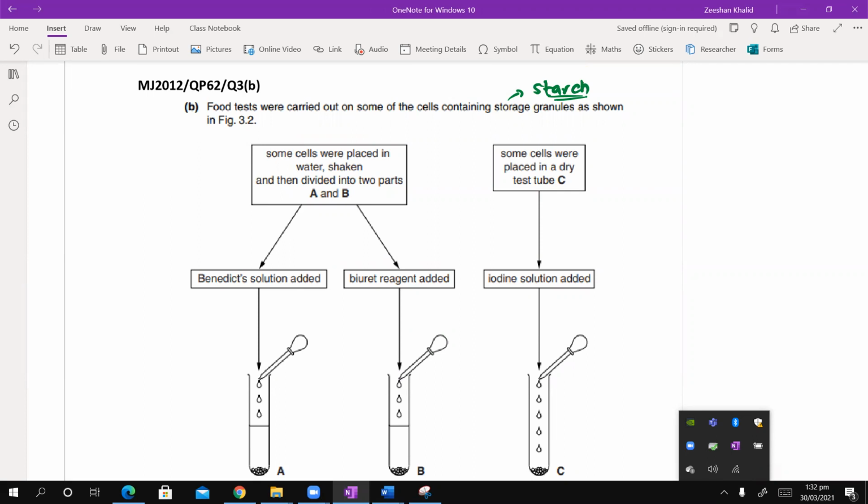Food tests were carried out on some of the cells containing storage granules. Remember, storage granules are starch storage granules. In figure 3.2, there is a simple figure showing storage granules like this, with starch inside them, simple as that. So don't get confused about the diagram not being there. Some cells were placed in water, shaken and then divided into two parts.